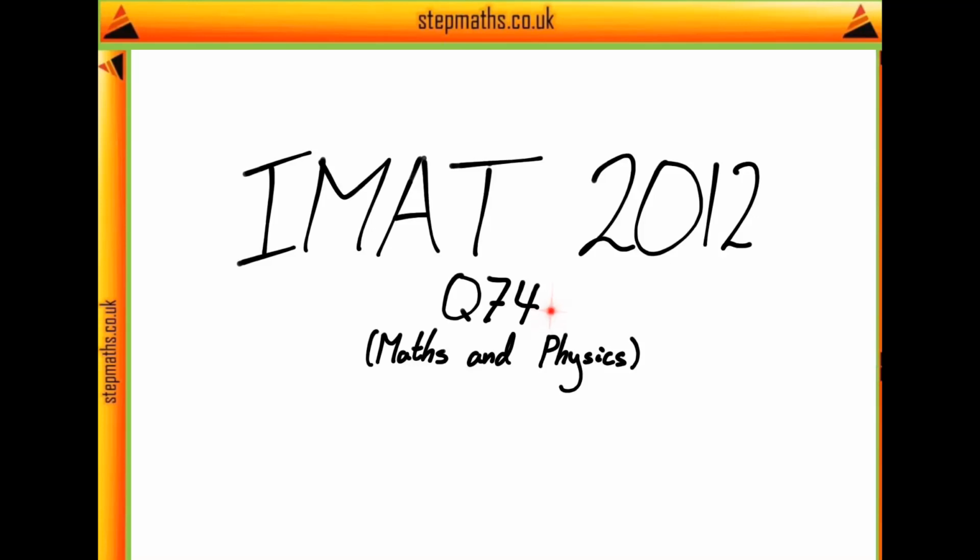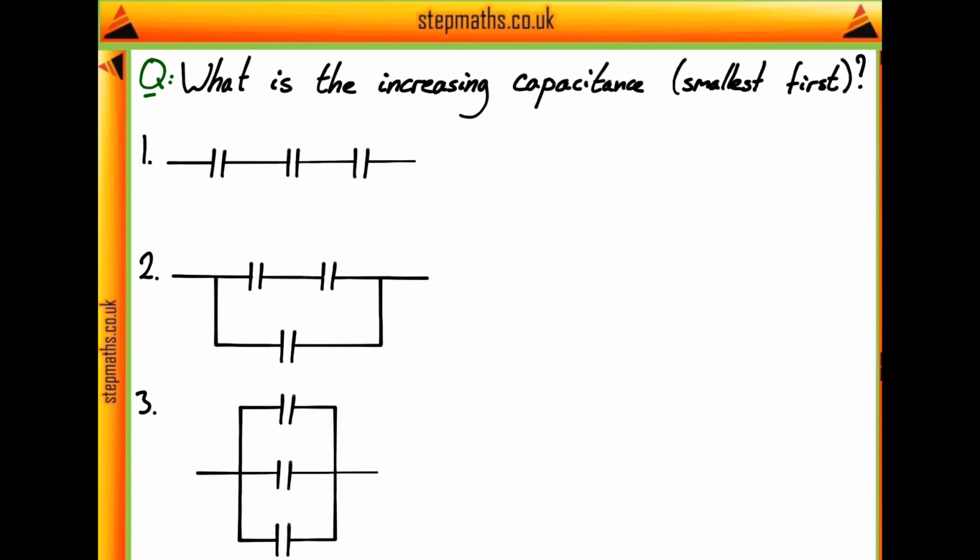Here we're going to look at question 74 from the IMAT 2012 paper. In this question, we're given three different configurations of some capacitors set up in a circuit, and we're asked what is the increasing order of capacitance, i.e. the smallest first. If you'd like to have a go at this question yourself, then please pause the video now, otherwise let's have a go at it together.